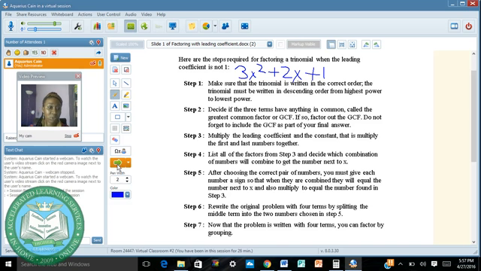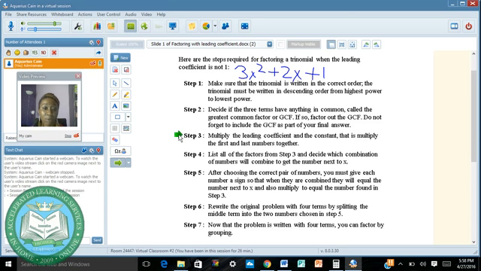Step 2. Decide if the 3 terms have anything in common. This is called the greatest common factor. So you're going to look at the coefficients in front of each of the terms, including the constant, and you're going to factor out the greatest common factor. And don't forget to include that as a part of your final answer. When you factor it out, it's not like you just deleted it altogether. You're going to make sure that it stays included in your answer. Okay? And we're going to do an example step by step so that you can see this.